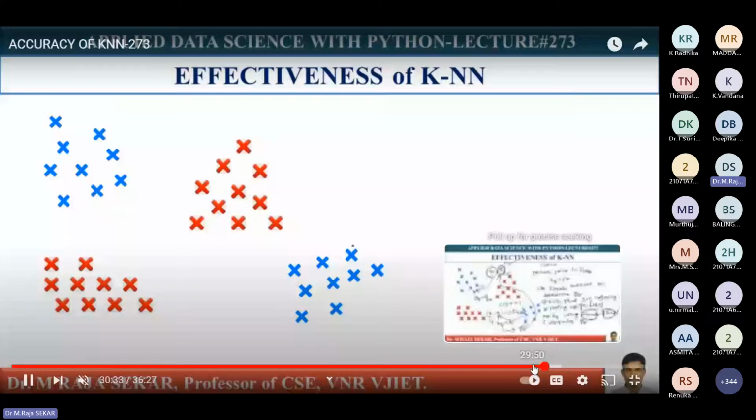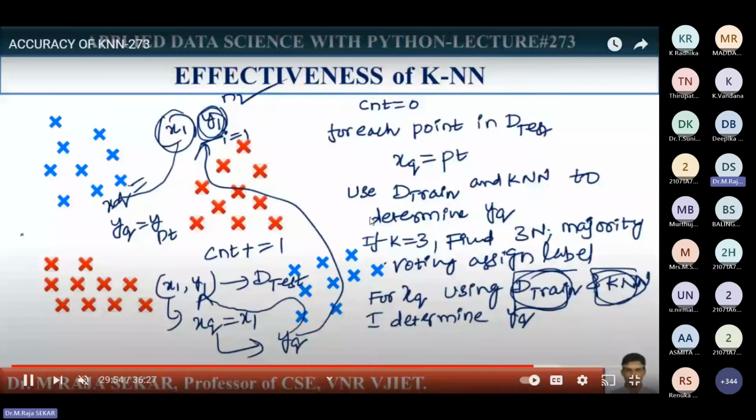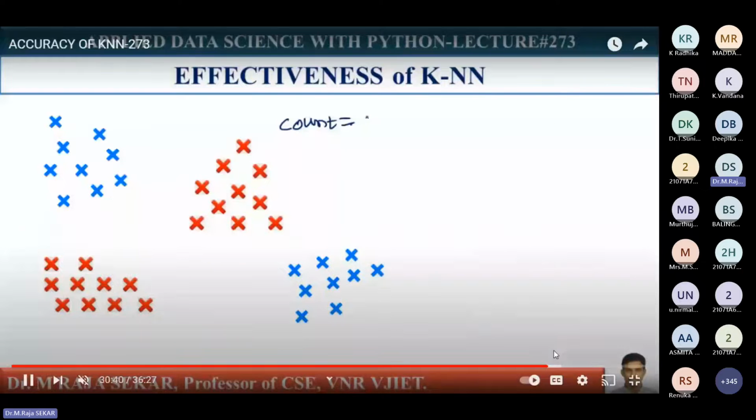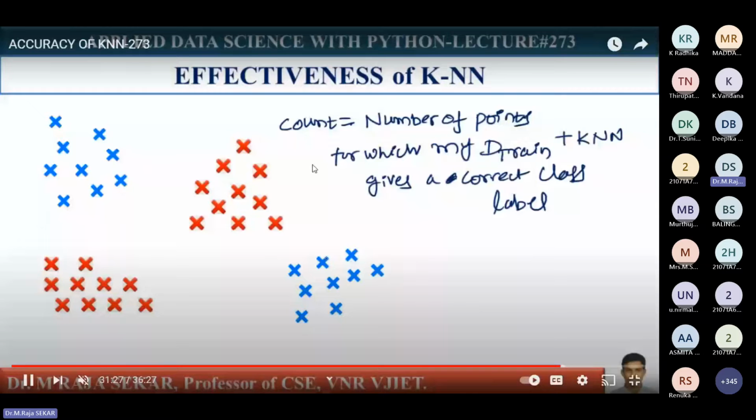Here K equal 3. Just by using this data set, what I am doing: majority vote for XQ using dtrain and KNN, I determine YQ. Then this counter, CNT, equal to 1. CNT equal to 1 means that the counter will get incremented for each correct label, isn't it? For correct identification. Count is the number of points for which my dtrain plus KNN gives the correct class label. I am keeping a counter, and whenever it is identified correctly, this counter gets incremented. Now in the counter, what can I store?